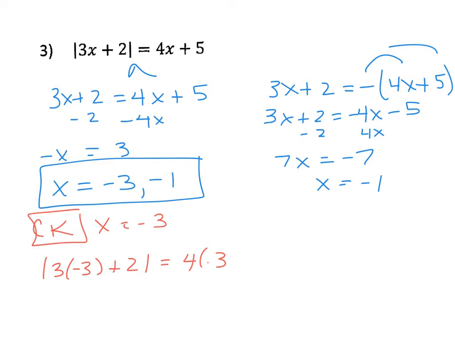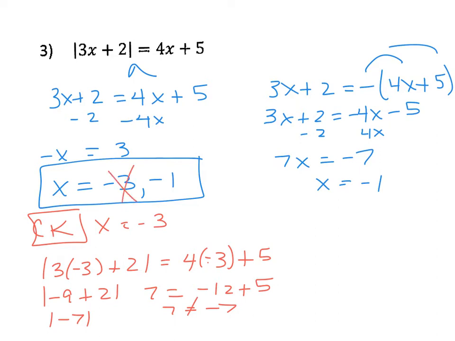Let me go back here a little bit. -3 plus 5. So this would be 3 times -3 is -9, so -9 plus 2 is -7. And the absolute value of -7 is 7. So 7 equals -12 plus 5. 7 equals -7, which is not true. So that means -3 does not work.